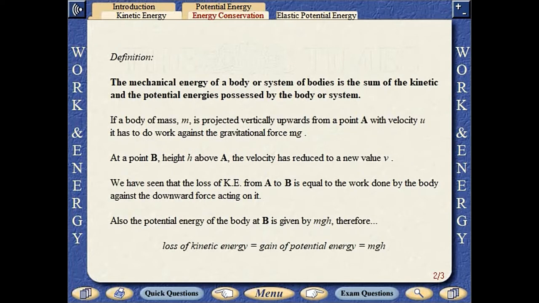The mechanical energy of a body or system of bodies is the sum of the kinetic and potential energies possessed by the body or system. If a body of mass m is projected vertically upwards from point A with velocity u, it has to do work against the gravitational force. At a point B, the velocity has reduced to a new value. We have seen that the loss of kinetic energy from A to B is equal to the work done by the body against the downward force acting on it. Also, the potential energy gained by the body at B is equal to mgh. The loss of kinetic energy equals the gain of potential energy.